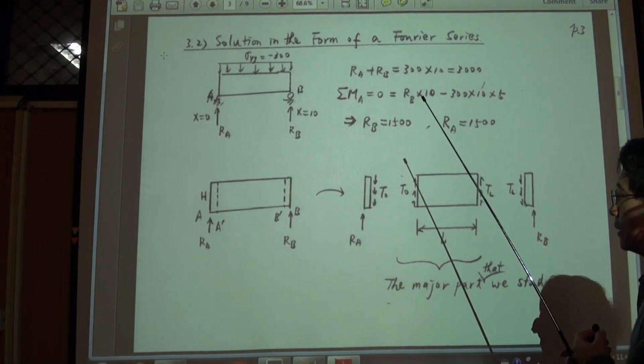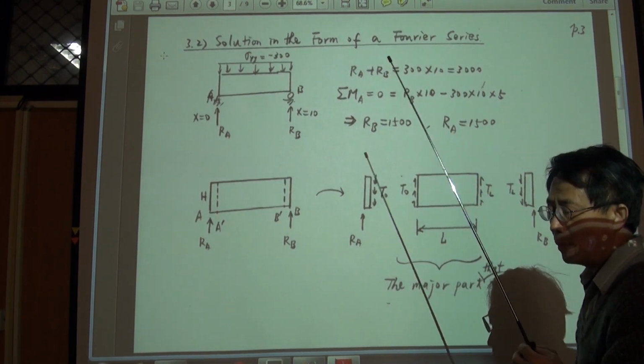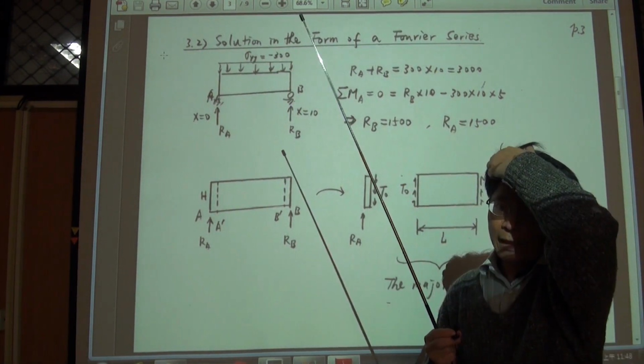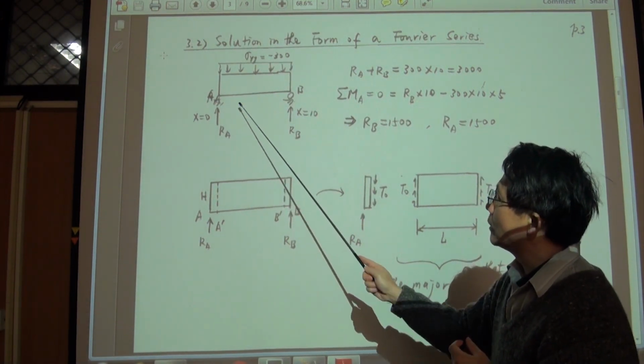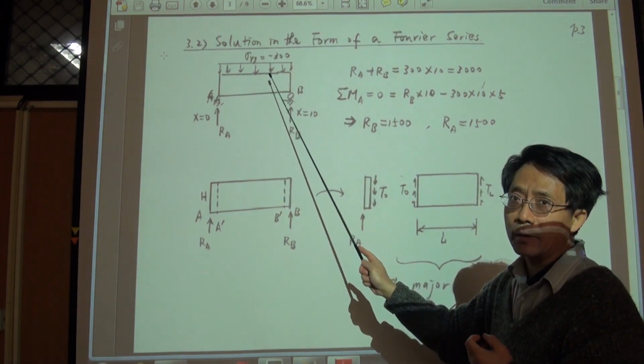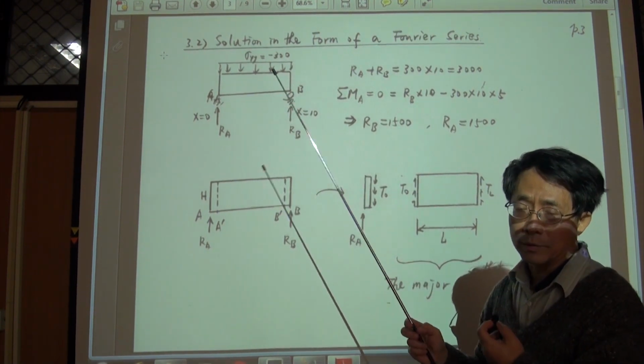Okay, in this section, we talk about the solution in the form of Fourier series. This is the most simple example we will have. We consider a beam like this, okay? This is a very famous problem, a simple problem.